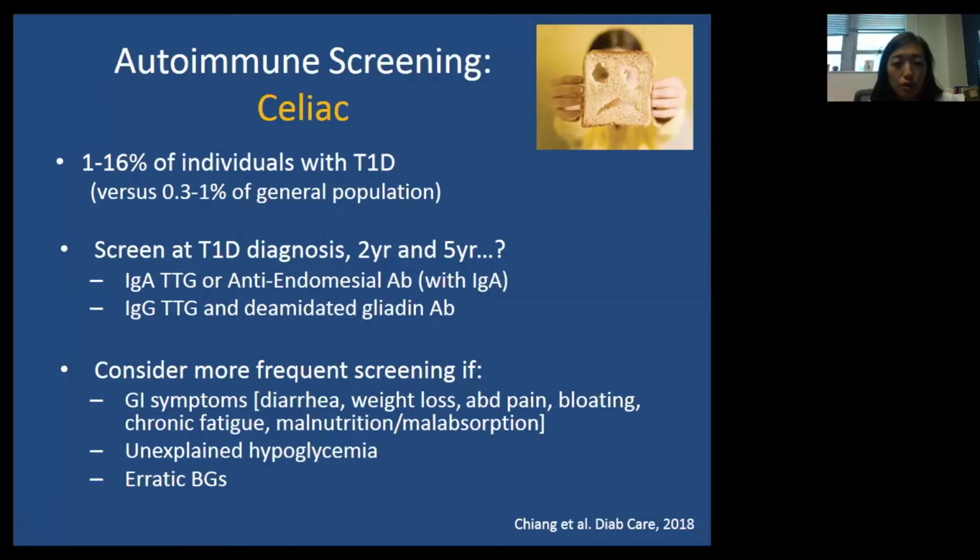The lab testing that you get most commonly is the IgA and transglutaminase antibodies or anti-endomysial antibodies. If they have IgA deficiency, then you can also screen them with the IgG transglutaminase antibody and a deamidated gliadin antibody as well.